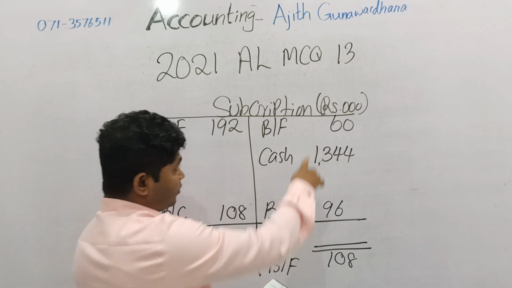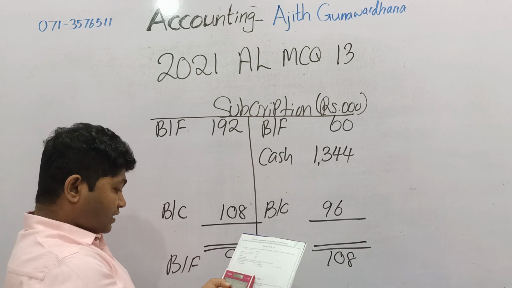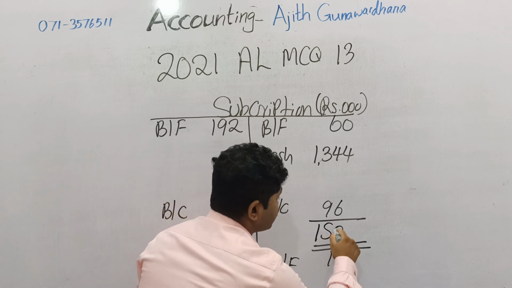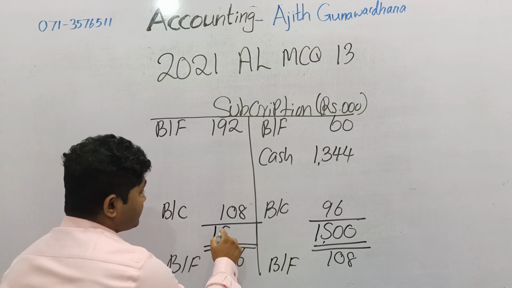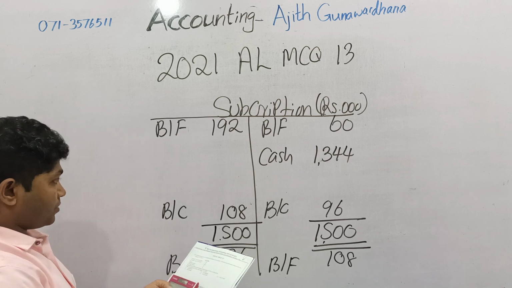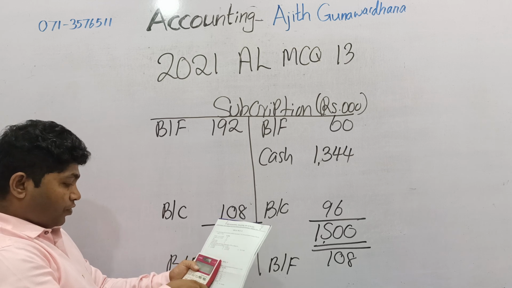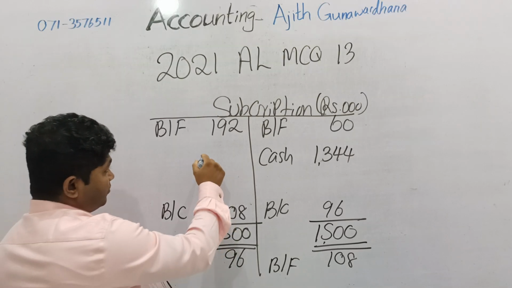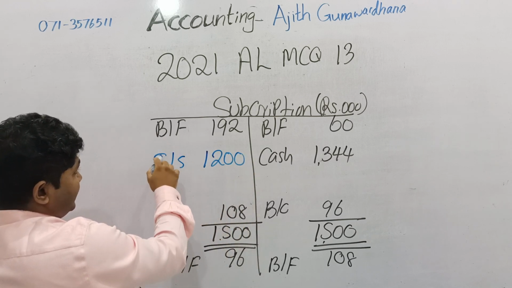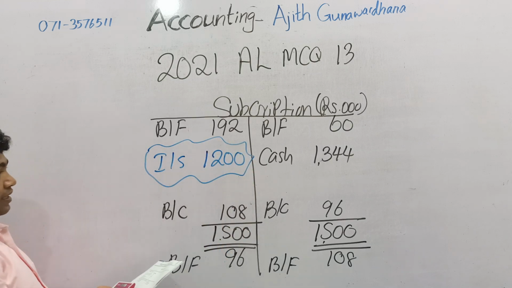Therefore, now take the credit side total values: 60 plus 1344 plus 96. The credit side total amount equals 1500. Take that value to the debit side. Then from this value deduct these two values, and the value for the year can be calculated. Therefore, minus 108, minus 194.92. This is the value that should be considered as income based on accrual concepts in the income statement. Whether cash is received or not, this is the value that should be considered as income based on accrual concepts.